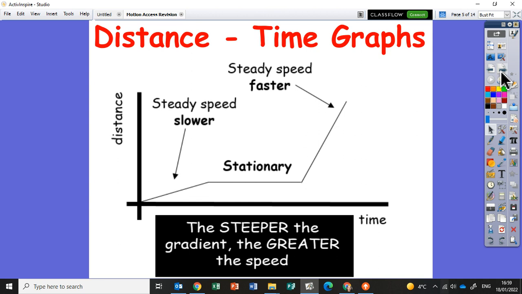Distance time graphs. So any diagonal line on a distance time graph shows that the object is moving at a steady speed. If you get a horizontal line on a distance time graph, it is stationary or stopped. The steeper the gradient, the greater the speed. I always think of it like a slide. So you'll go faster on this slide than you would on this slide.